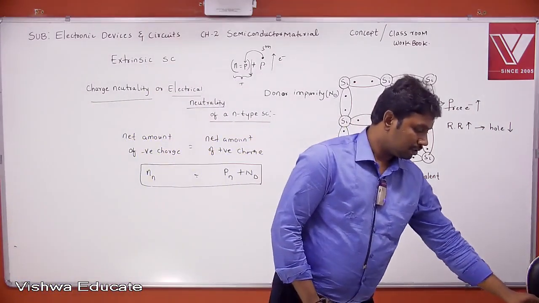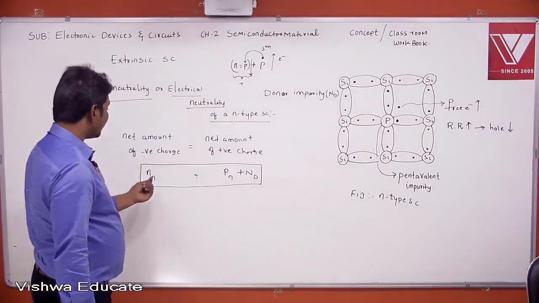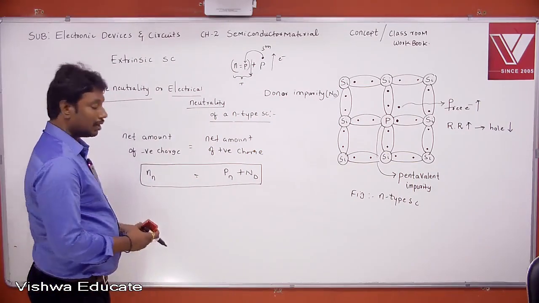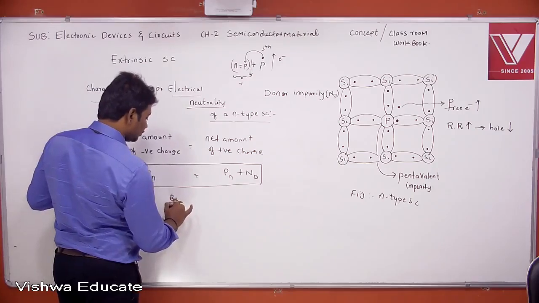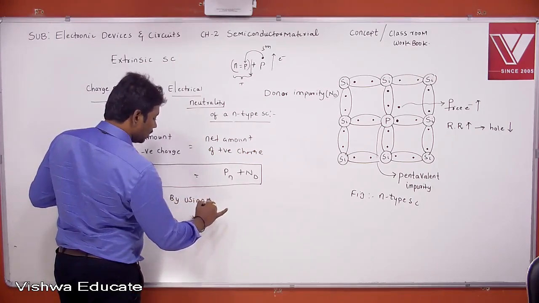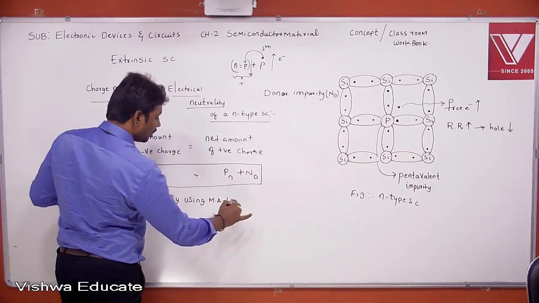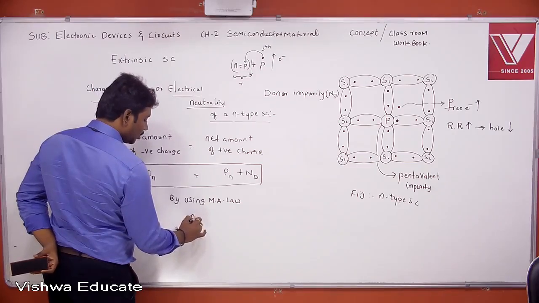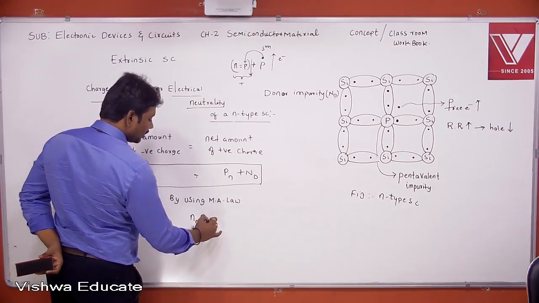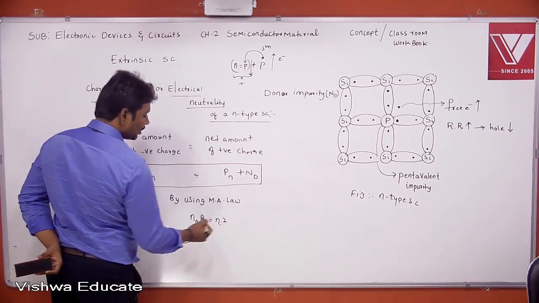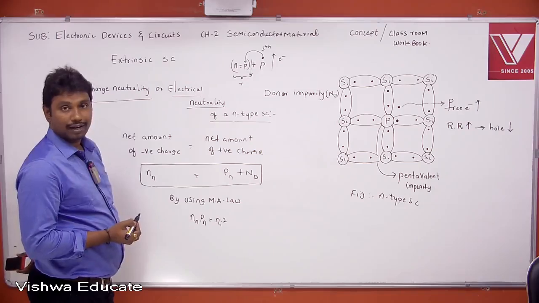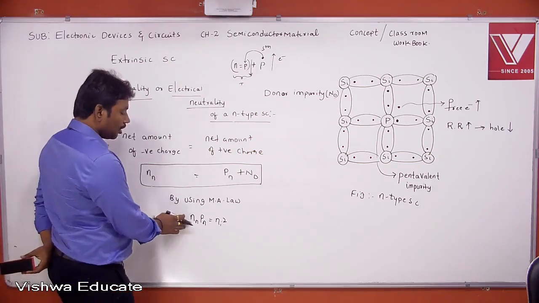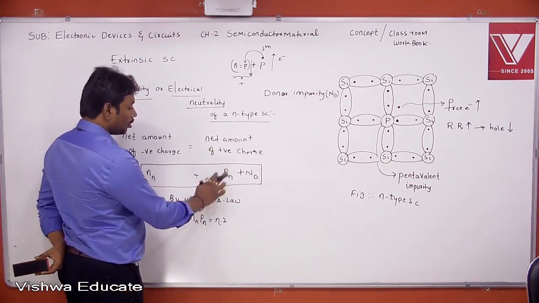Now, how do we calculate the free electron concentration and the hole concentration in the entire semiconductor? By using the mass action law. What is the mass action law actually? The product of electron concentration and hole concentration is equal to the square of the intrinsic concentration, whether it is an intrinsic semiconductor or an extrinsic semiconductor. From this we can calculate the free electron concentration and hole concentration.